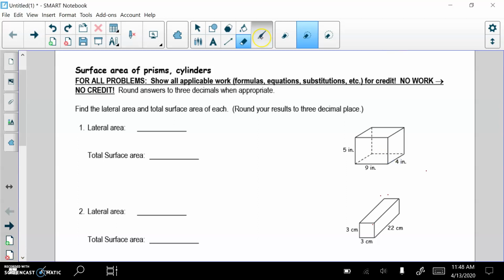Okay, let's start lateral and total surface area of prisms and cylinders. I hope you watched the previous video about the equations and you have either printed those off or written them down on a separate sheet of paper or note card. So here we go. We have a rectangular prism. We have three of those on this page.